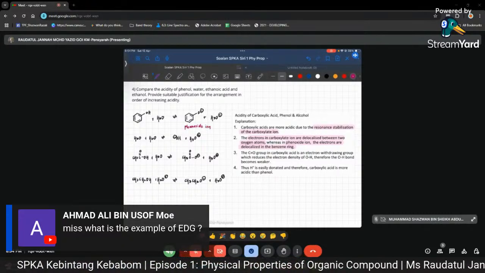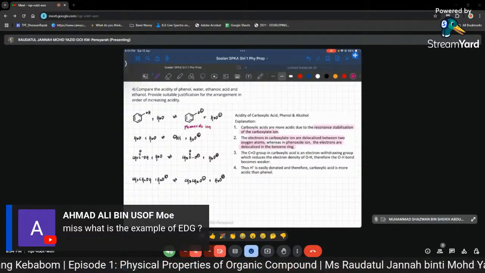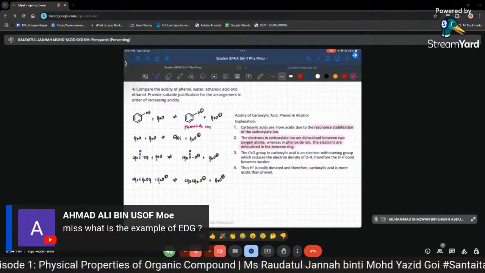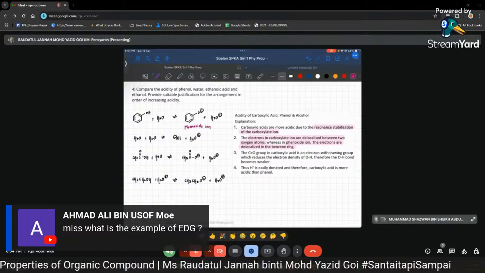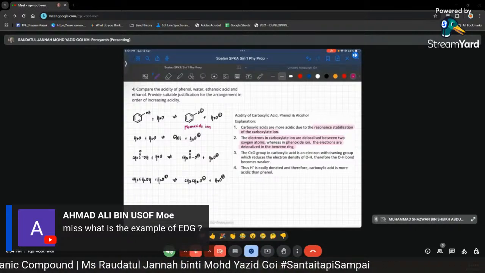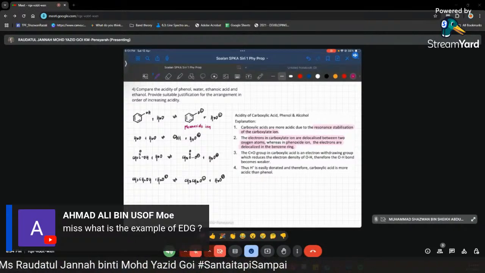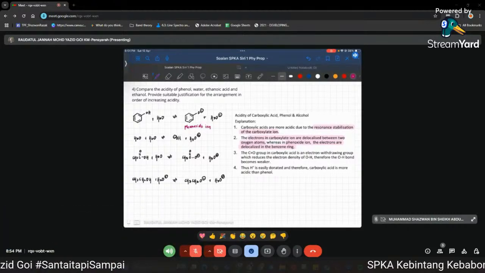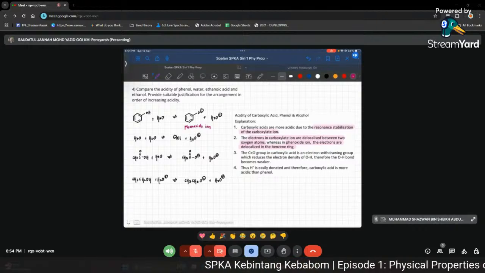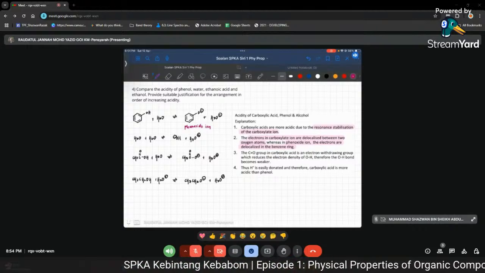Okay, that is the conjugate base untuk acid yang you ada. What is the example of electron donating group? Okay, so basically electron donating group paling senang yang you boleh imagine adalah alkyl group. You punya hydrocarbon. Okay, that would be the best electron donating group yang you ada. Okay, ataupun kalau you ada species with lone pair.